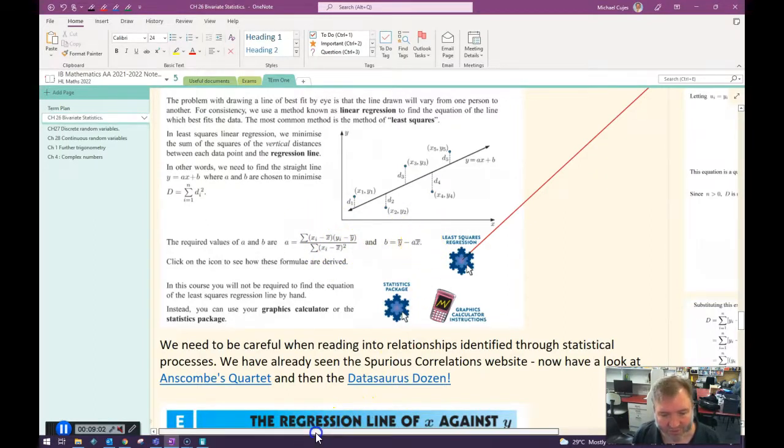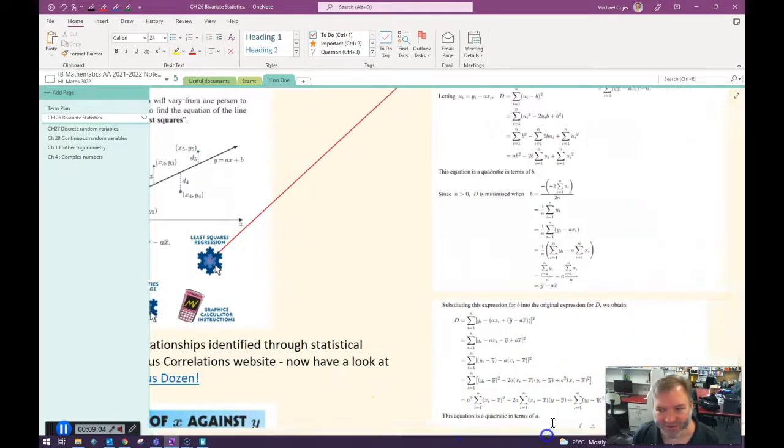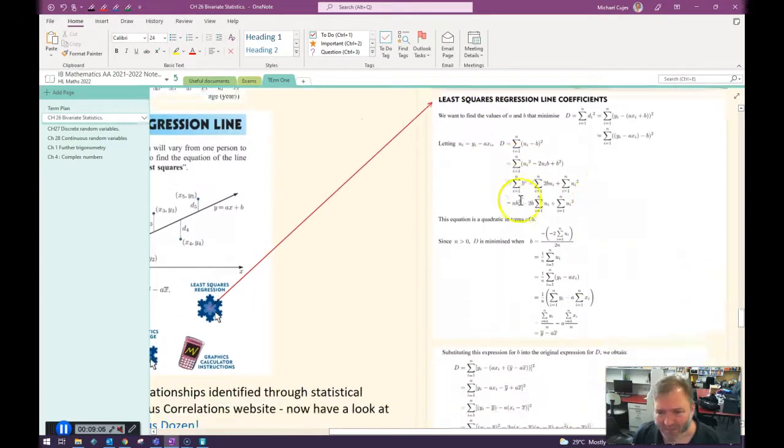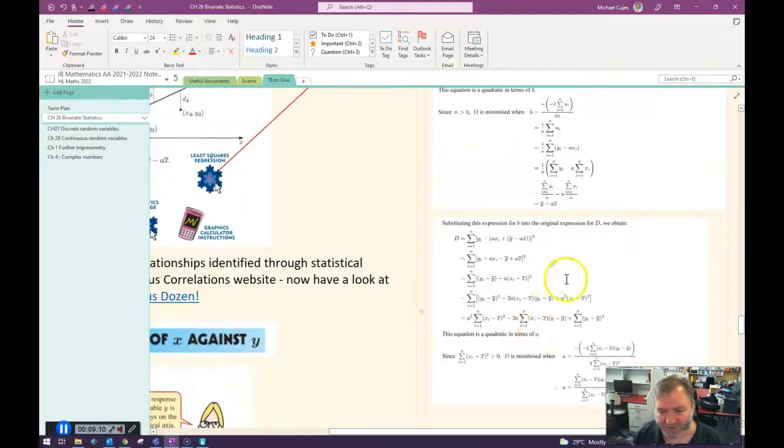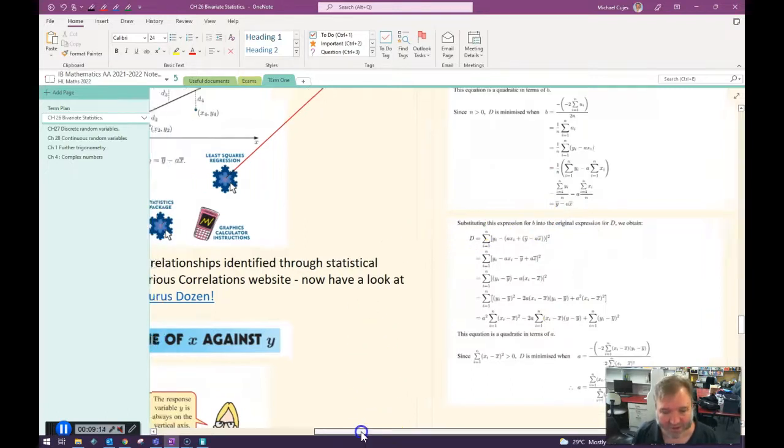Why is that the rule? We don't need to know. That's good news for you. We just need to know how to do it on our calculator. But it might be interesting for you to try and read through that. Reading through mathematics is challenging, but if you can make sense of what they're doing, that's going to be helpful for you. It's good practice.